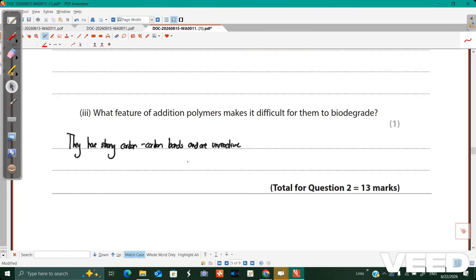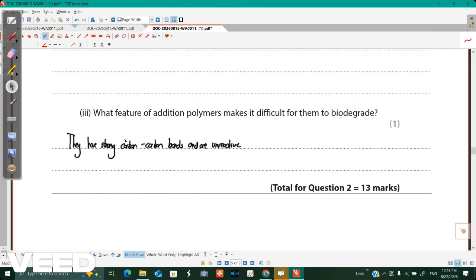What feature of addition polymers makes it difficult for them to biodegrade? Having a covalent bond, actually. Covalent means having a carbon-carbon bond. They are very unreactive, very good. That covalent bond between carbon and carbon. So your answer is very advanced. It is inert because of having a carbon-carbon bond. You are at another level. You have given a high-level answer.